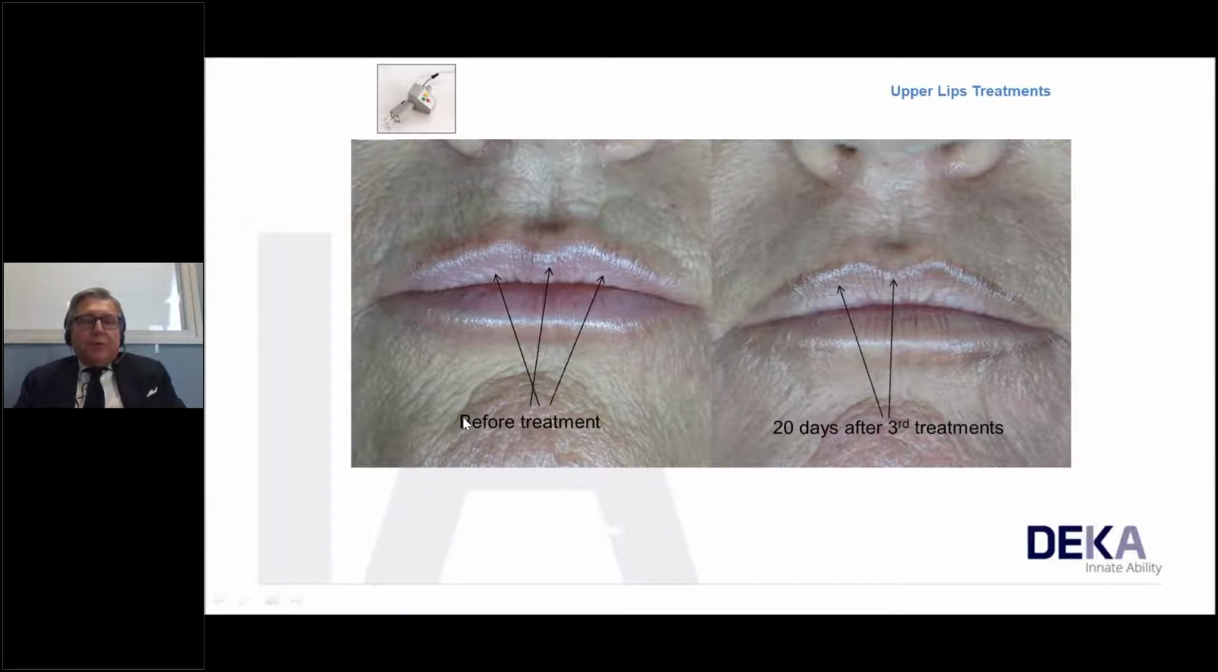Going back to the fractional CO2 in the treatment of the upper lip, we have the tightening of the skin. We remodel the silhouette of the lips. We still see after 1 month some pixel image in the upper lip, but good results in terms of tightening.